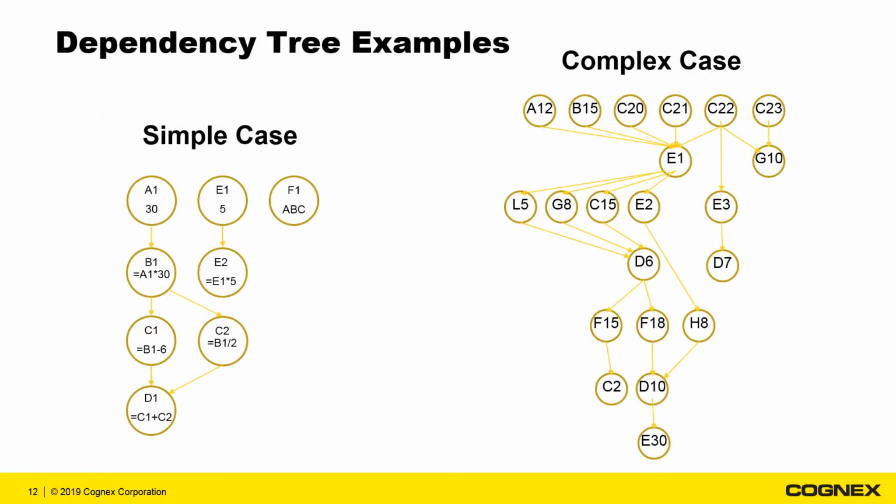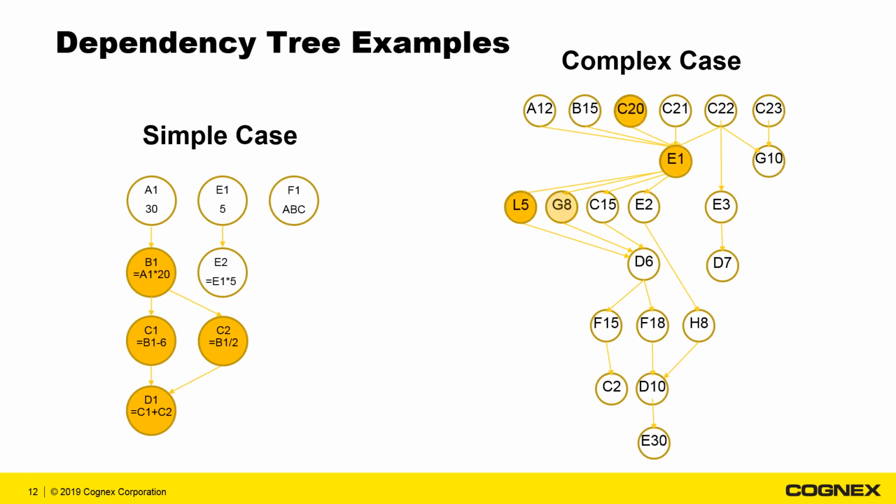Here are two examples of dependency trees. On the left, it's pretty straightforward to see how changes ripple through a dependency tree. If we change the label in cell F1, nothing else happens. But if we change a value in cell B1, this change means that cell C1 and C2 will update, which in turn causes cell D1 to update also.